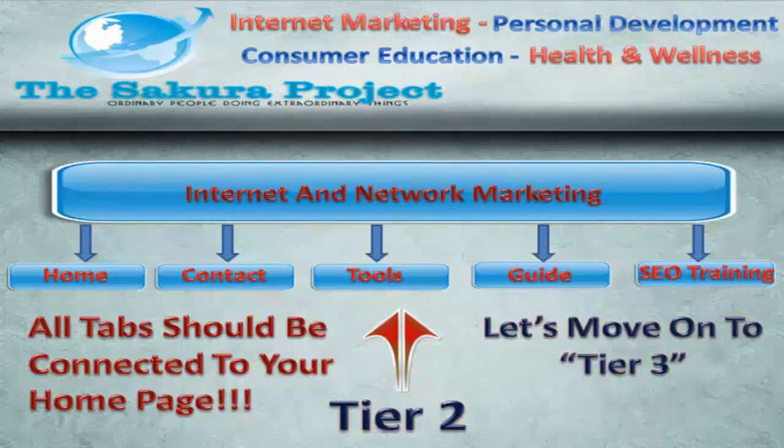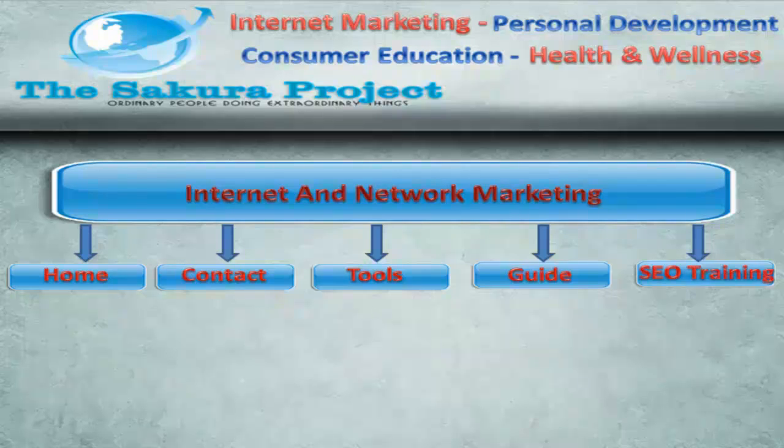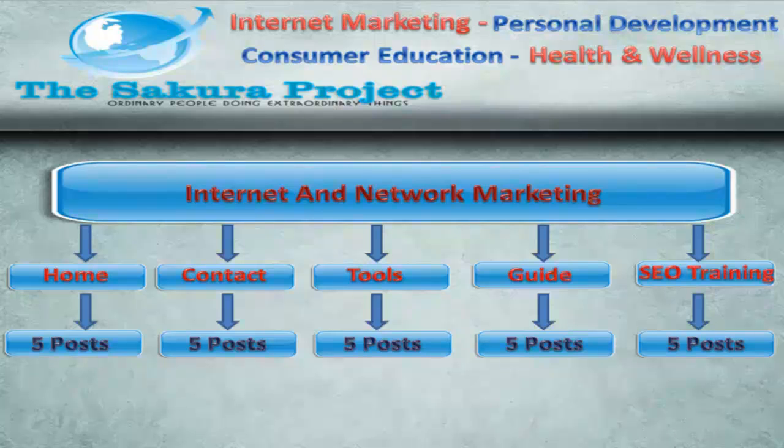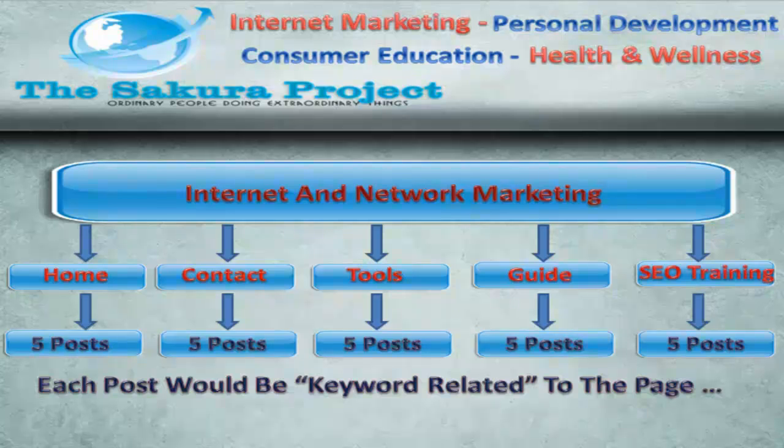Now let's move on and explain what Tier 3 is. Of course, every blog must have blog posts. What we would normally do for search engine optimization is point 3 to 5 blog posts back at each page. Each post should be keyword related to the page that it's pointing to.